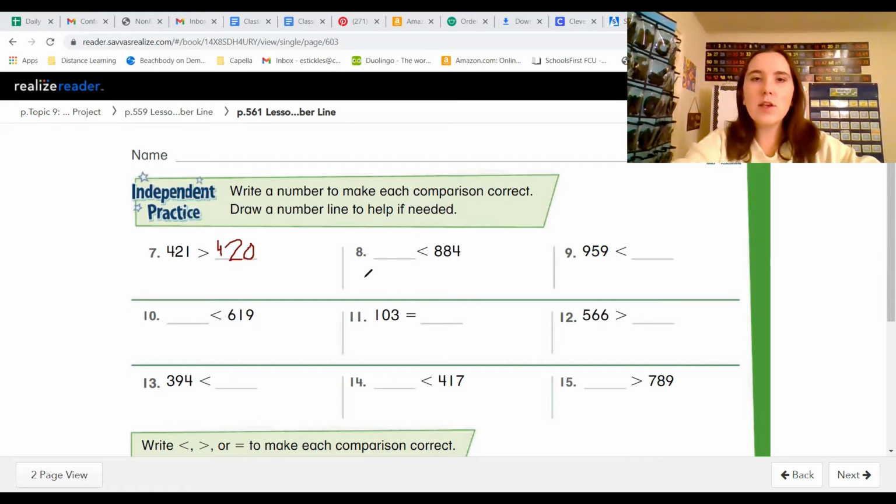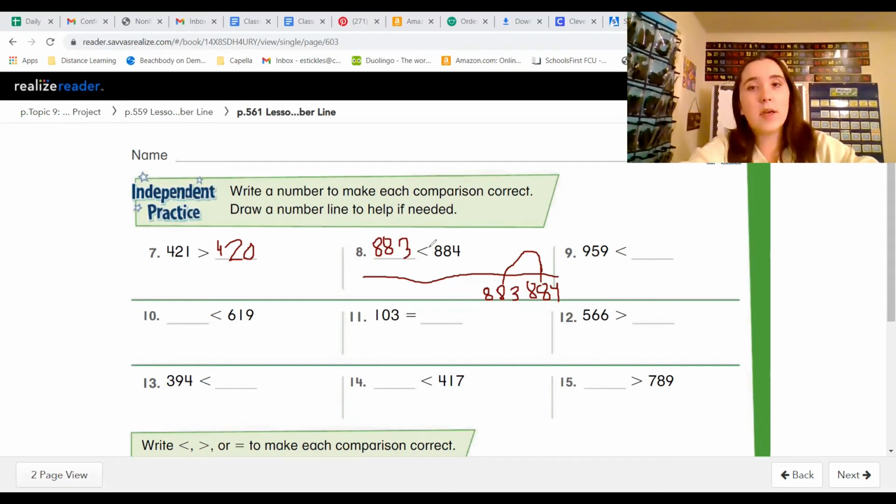Okay, let's see. So I'm gonna draw a quick number line for this one. 884 is the bigger number, so I'm gonna put it on this end of my number line. And I like to make my work as easy as possible. I would like to work smarter, not harder. So I am going to take one step back. And I know that 4 minus 1 is 3. So that means 884 minus 1 is 883. And guess what? That number is smaller than 884. So I can write it down. That makes my comparison true. I could say 883 is less than 884.